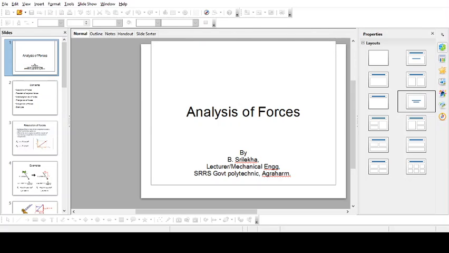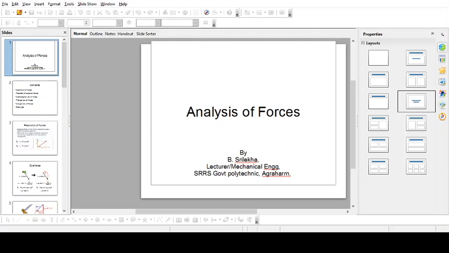So therefore the magnitude of the resultant can be found by the formula R is equal to under root P square plus Q square plus 2PQ cos theta, and the direction of the resultant can be found by the angle alpha is equal to tan inverse of Q sin theta by P plus Q cos theta. And moreover, there will be some special cases, like when P and Q are at right angle to each other. It means when theta is equal to 90 degrees.